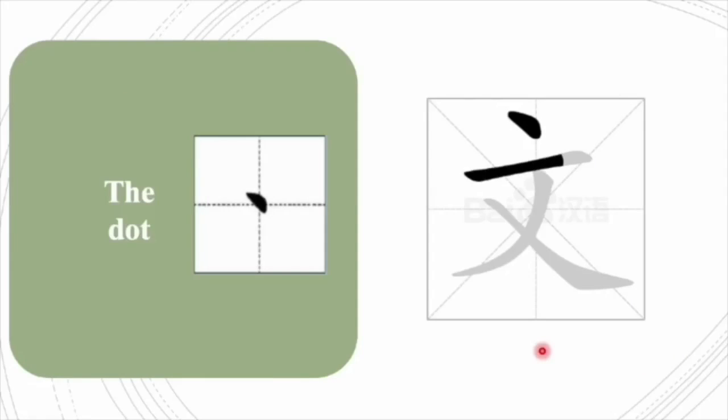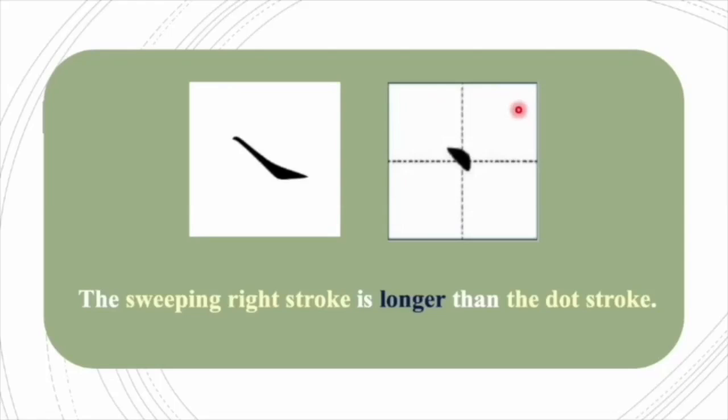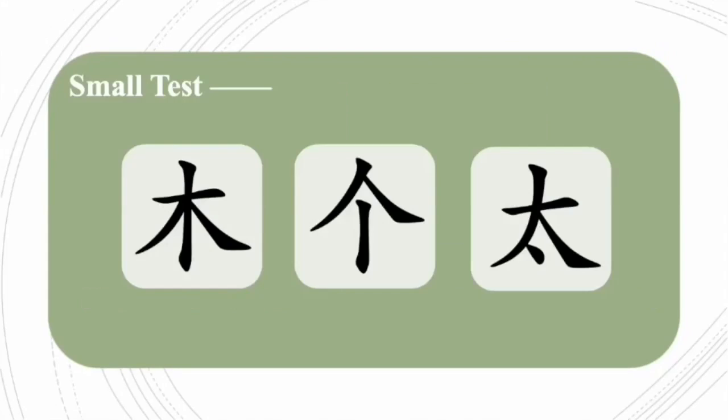The last stroke we will learn today is the dot. It's the first stroke in the character 文, right? The sweeping right stroke and the dot sometimes look similar, but they are different. The sweeping right stroke is much longer than the dot. When you write these two strokes, you should pay attention to this.